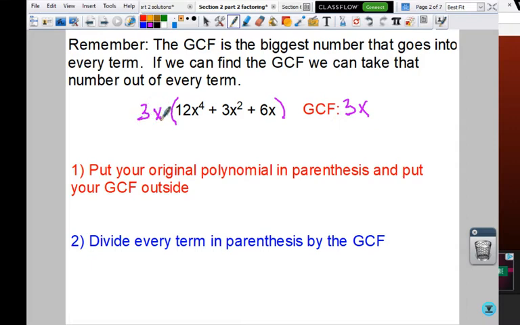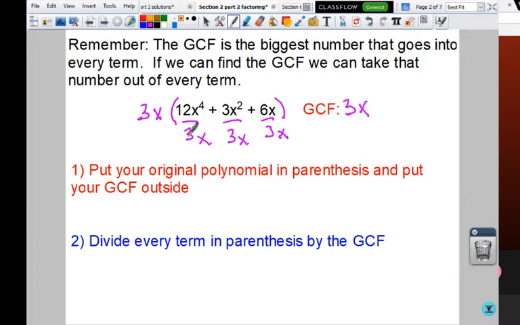You know how if I had something like this, we would distribute it in? So we are starting with the opposite of that. I'm going to put my original parentheses, put my greatest common factor, 3x, on the outside. And then inside this parenthesis, I'm going to take every single thing and divide it by 3x. I have to go through and actually divide it. Once I divide it, I'll have my final answer here.